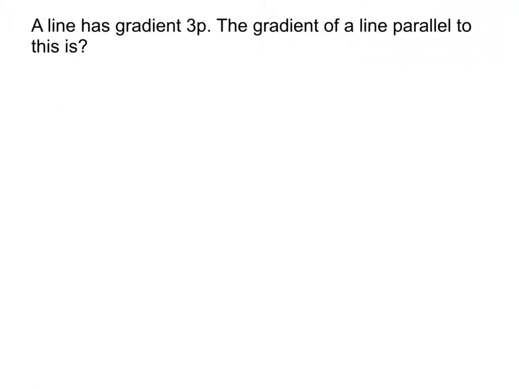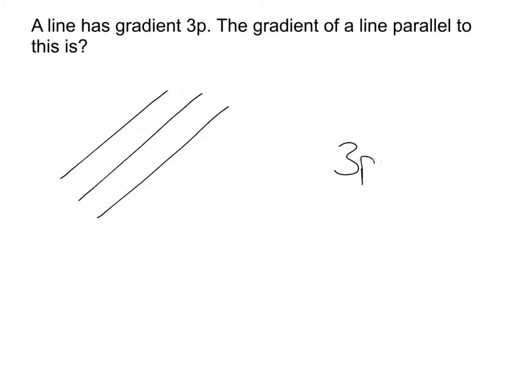Now for the next question, we're told that a line has a gradient of 3p. And then it says the gradient of a line parallel to this one is, well, if you have any lines which are parallel to each other, they all have the same gradient. So the answer to this one is 3p. The family of lines here all have the same gradient. So if our first one has a gradient of 3p, then any other lines that are parallel to it will also have a gradient of 3p. That's all you need to do with that.